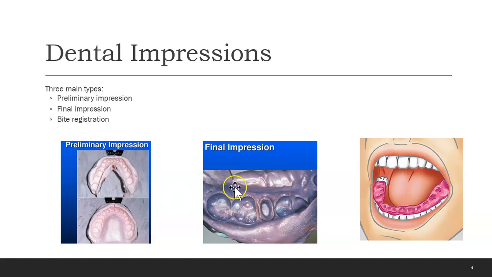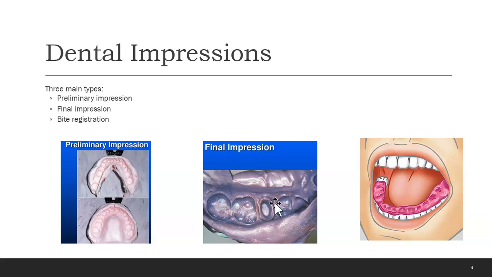Final impressions, these are used to make cast and dies, and later I'll show you a picture of what cast and dies look like, but here you're getting exact detail. So a final impression is when you have exact detail of the tooth structures and its surrounding tissues. So you can get cast and dies from these final impressions, and that's what they use to make crowns, or they could use that to make partial or full dentures, or even restorations, such as the pieces that are placed on implants.